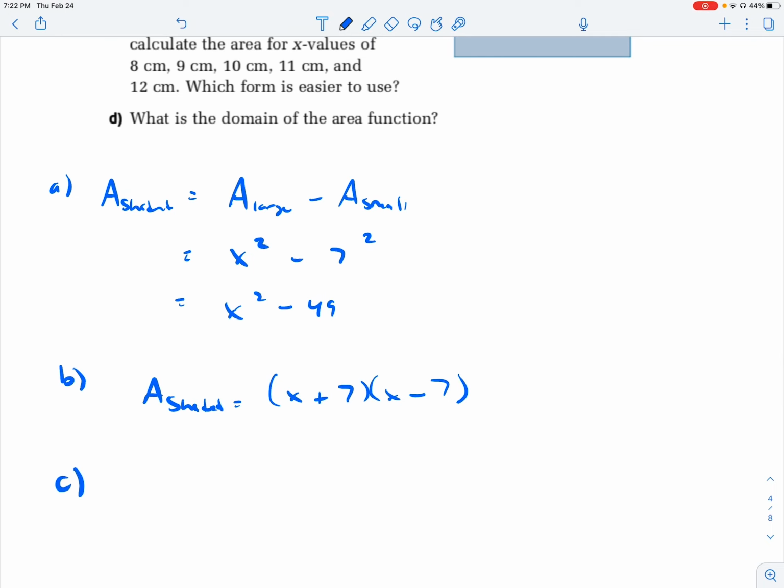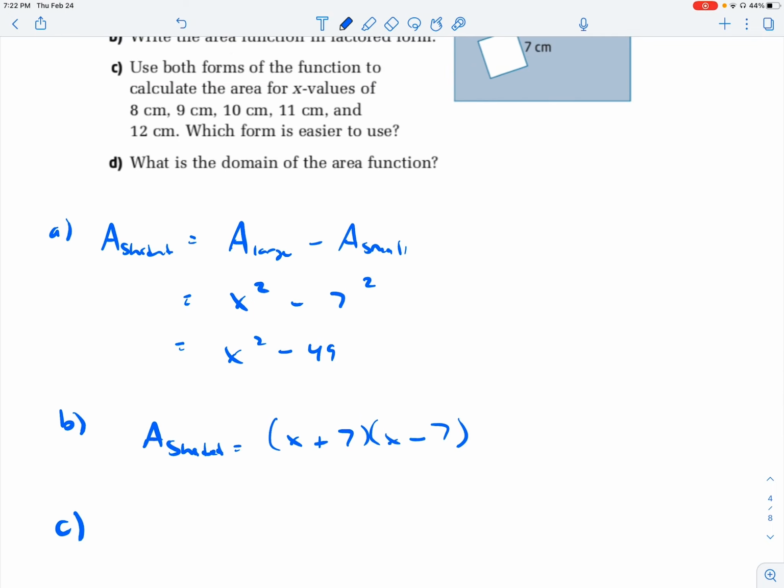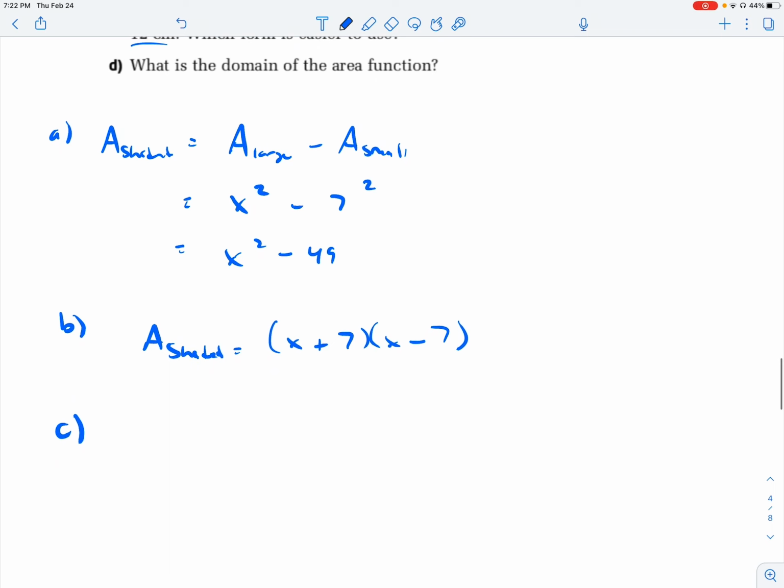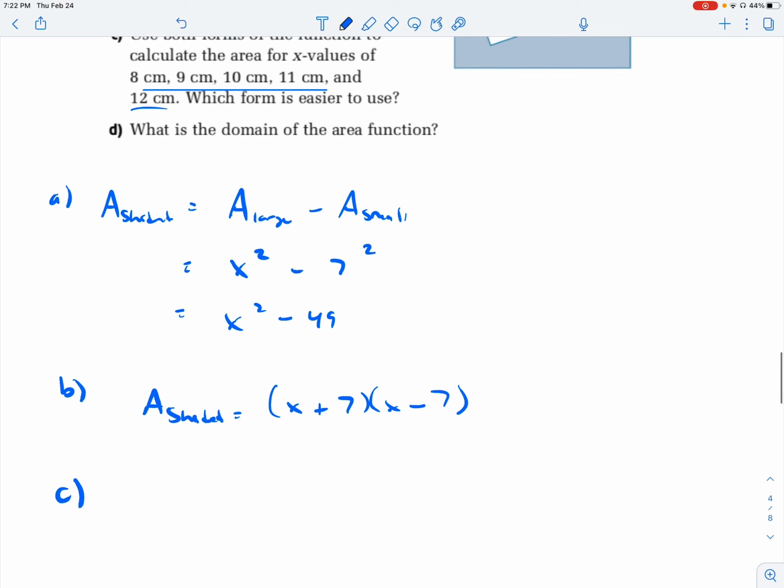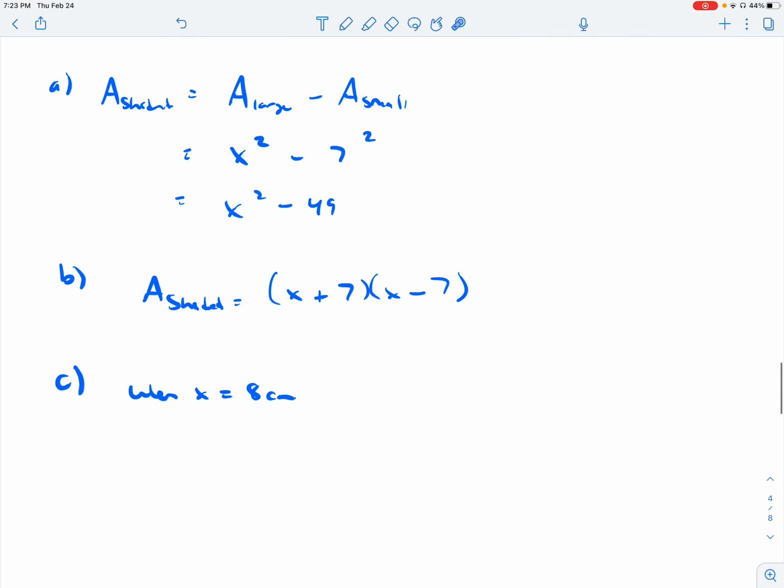Okay, part C. Use both forms of the function to calculate the area for x values of 8, 9, 10, 11, and 12. So I'm just going to do a couple of these, and then we'll see which one is easier to use. So I think we can do it this way. We'll say when x equals 8 centimeters, we'll calculate the shaded area using this one first.